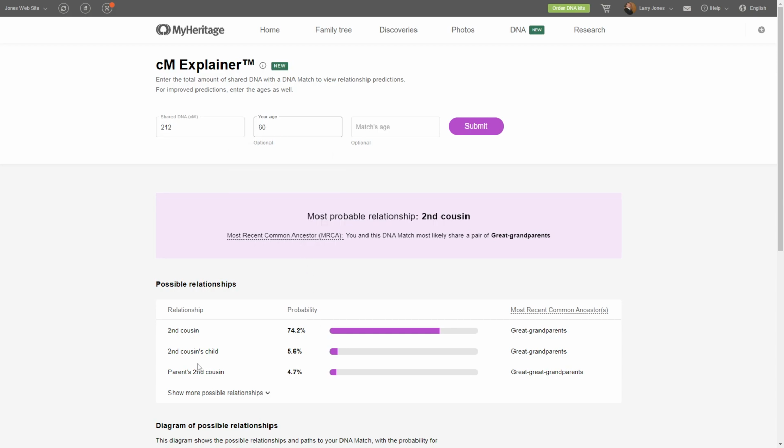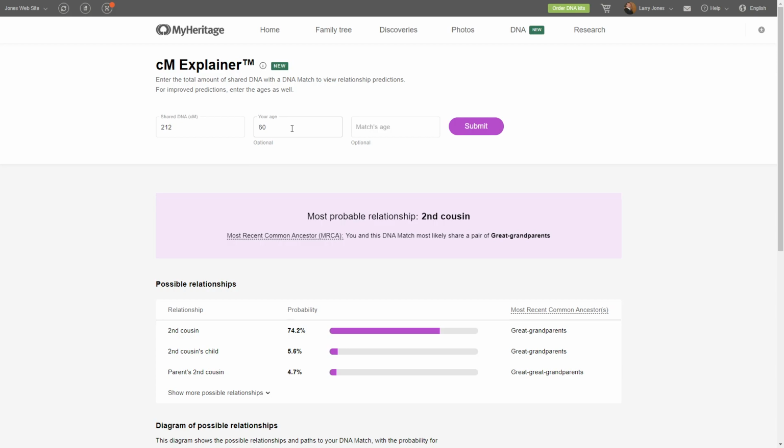But watch what happened. Second cousin's child went from 9.4 to 5.6, and parent's second cousin went from 9.4 to 4.7. These are no longer equal. Why? Because I know now that I'm 60, the average human being 79. I don't know where they did their cutoff and how they implemented algorithms on their side, what they decided to use.